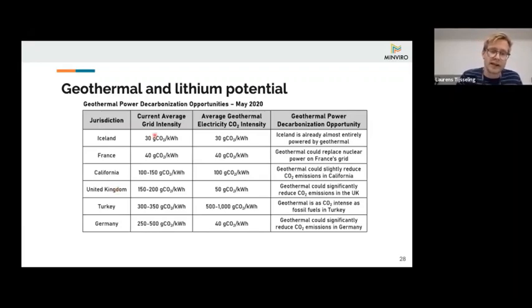And actually, if you look at it, we can see that, for example, for Iceland, France, and Turkey, it doesn't make too much sense to extract both geothermal energy and lithium at the same time. But for California, the UK, and Germany, there's a lot of potential in both providing a critical metal and directly decarbonizing the grid.